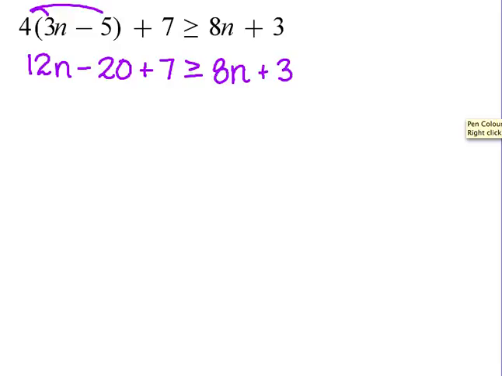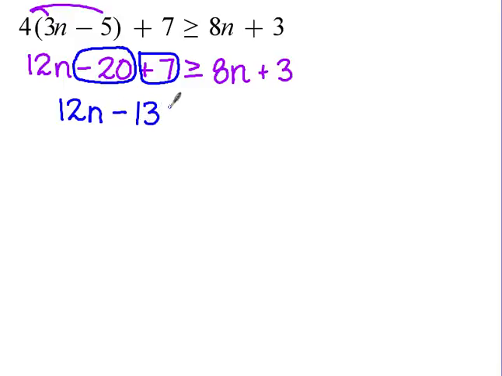Now in the next step, I'm going to simplify the left side. So when I say simplify, I'm going to combine like terms right here. So I've got a negative 20 and a positive 7. What does negative 20 and positive 7 give me? Negative 13. Good.